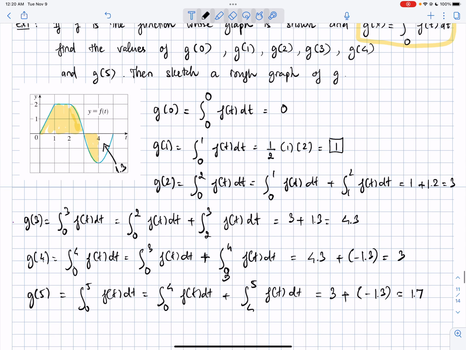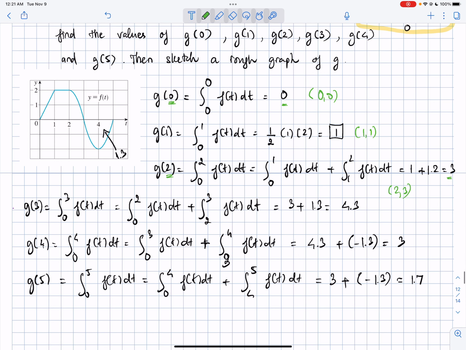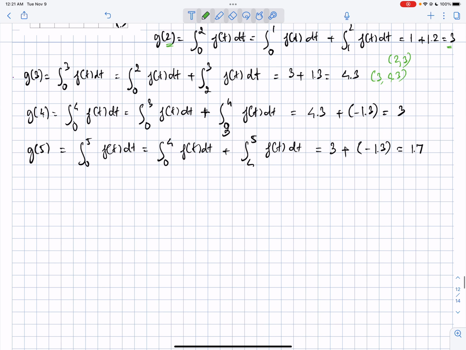Then we want to make the graph for the function g. So look at the function g. This is like a point (0, 0), (1, 1), (2, 3). 2 is the input and 3 is the output. And then (3, 4.3). So you continue to do that, the same thing for 5 and 4. Now let's look at the graph for the function g.